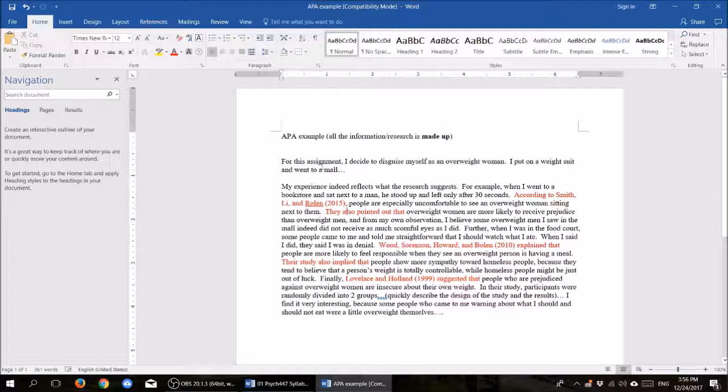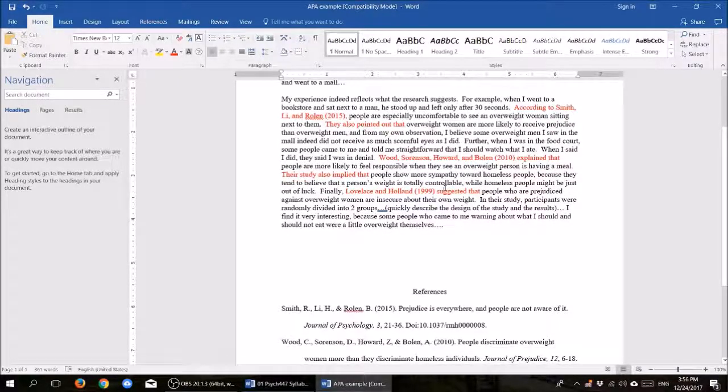And as I said, for this assignment, there are two parts. The first part, the student will describe the experience. For this particular student, she said, for this assignment, I decided to disguise myself as an overweight woman. I put on a wave suit. Well, if you can do that, would be awesome. But I put on a wave suit and I went to a mall and so on and so forth, right? And then she's supposed to connect some of her experience to studies.